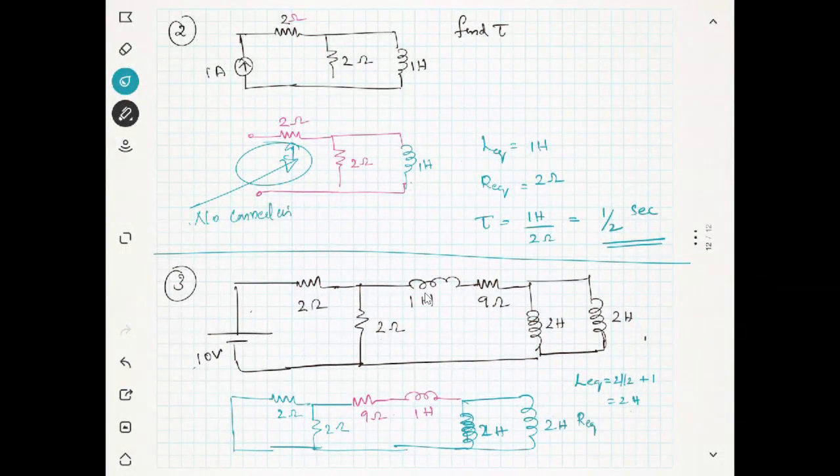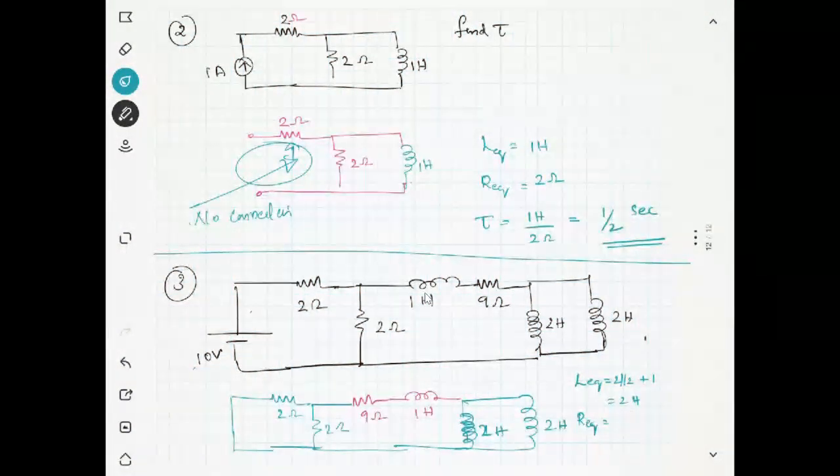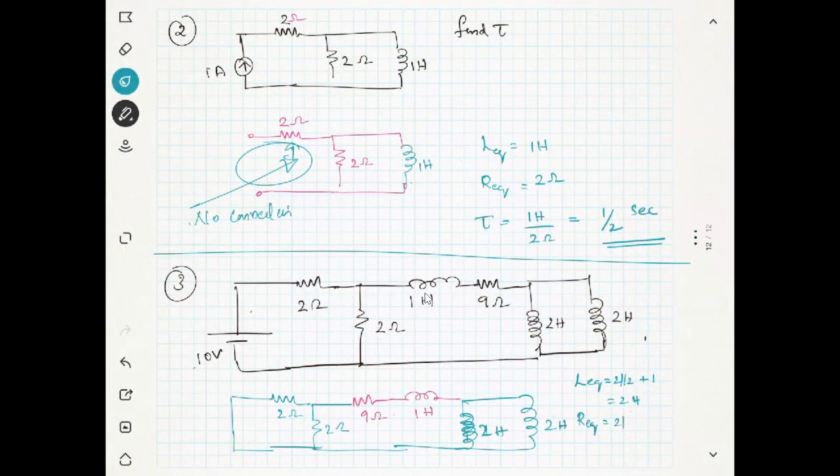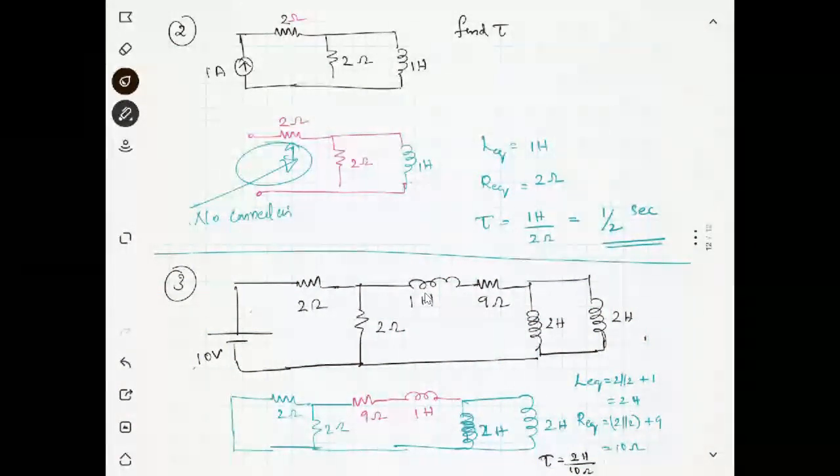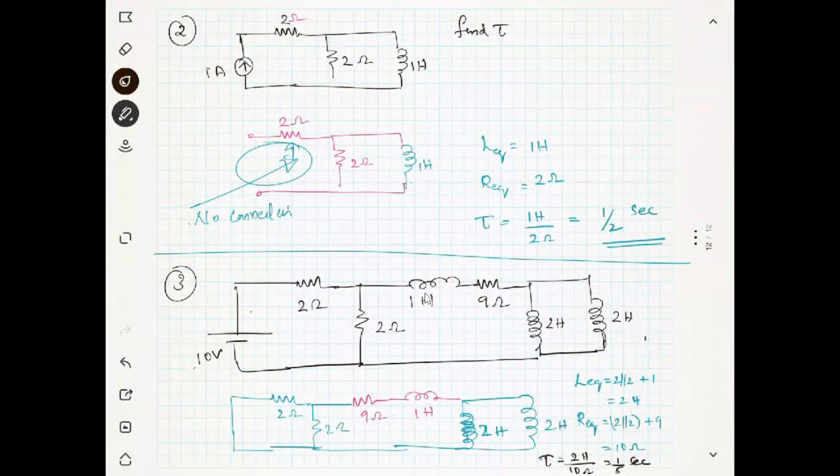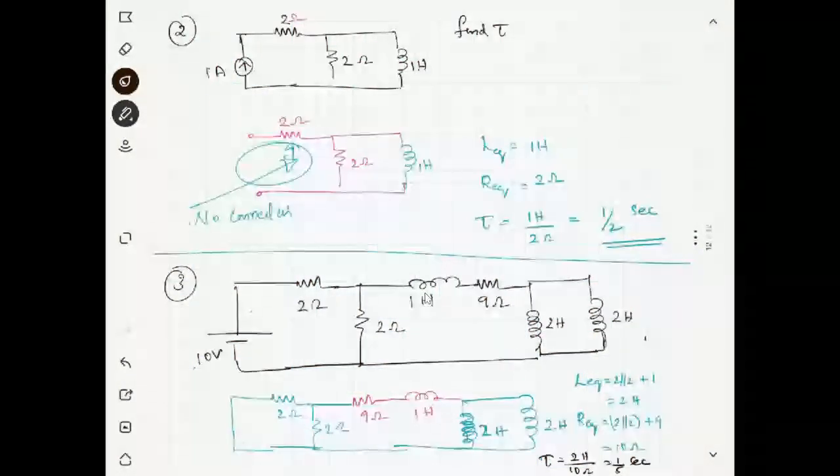Now what is R equivalent? You can see 2 and 2 are parallel, so it's 1 ohm. 1 and 9, so 2 parallel 2 plus 9 becomes 10 ohm. So you can calculate the time constant here. Again, the time constant is L equivalent, 2 Henry, divided by 10 ohm, that's 1 by 5 seconds.